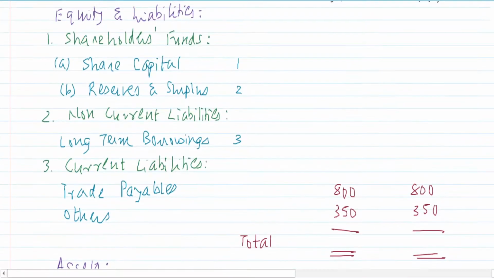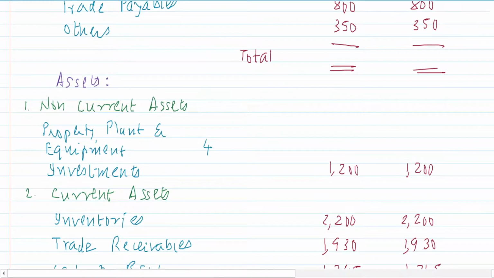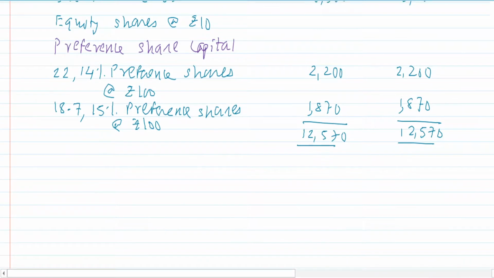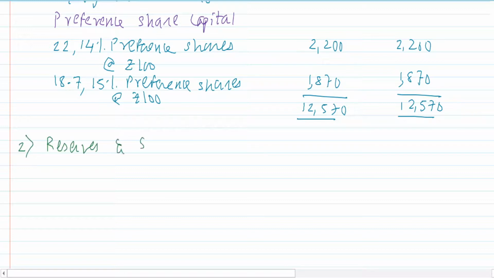So we go to the balance sheet, right? We go for the balance sheet, and in the balance sheet, we put the share capital figure now. 12,570. Here also 12,570. Our second note will be relating to reserves and surplus. So note number 2, reserves and surplus. Great.